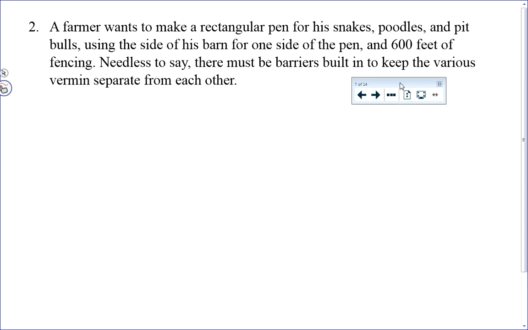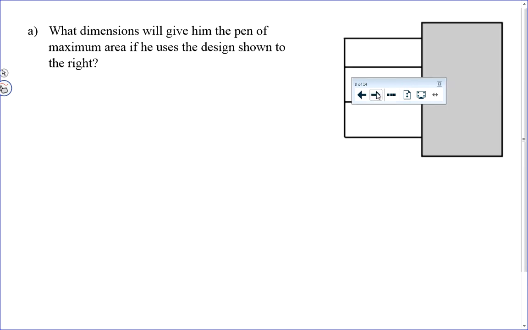He or she wants to make a rectangular pen, and he is going to house his snakes, poodles, and pit bulls. And he's going to be a little bit crafty about it by using 600 feet of fencing, but he's going to use the side of his barn in order to build the pen. And here's one of his designs.